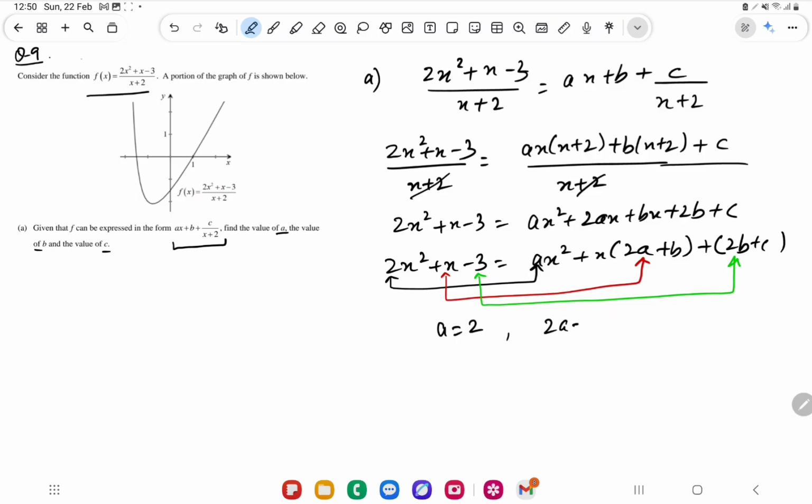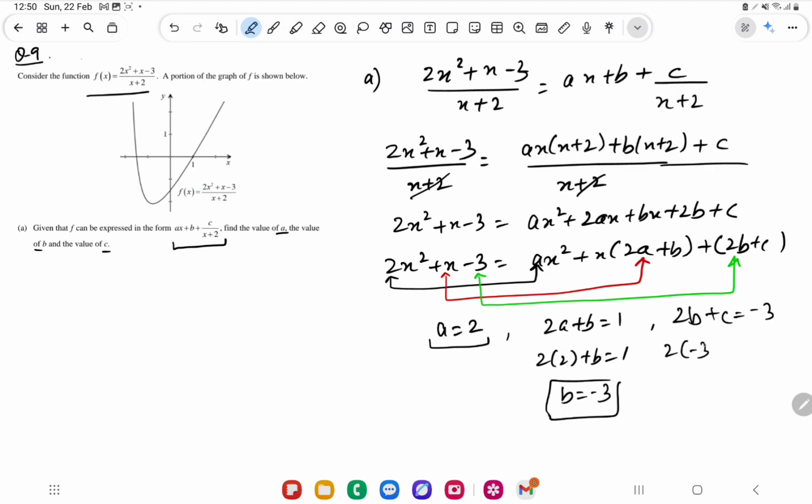The next one is 2a plus b as 1 and 2b plus c as minus 3. So I got a as my answer. If I substitute a here, I will get b as minus 3, and if I substitute the b value here, I will get the c value as 3. So I got all three values.